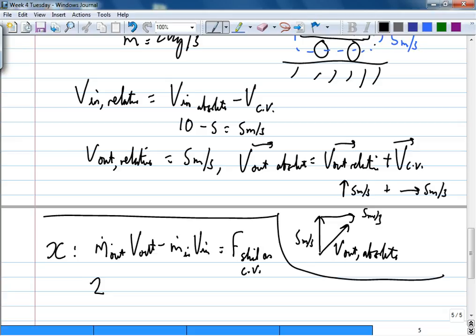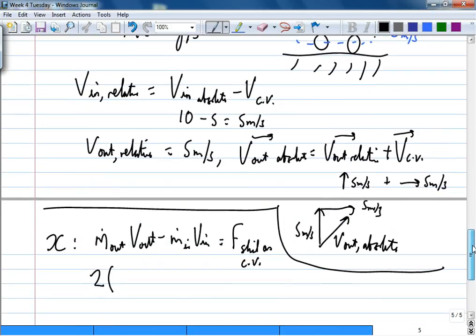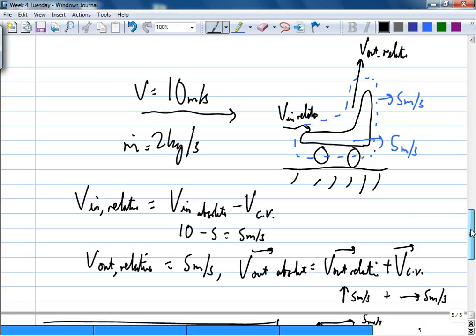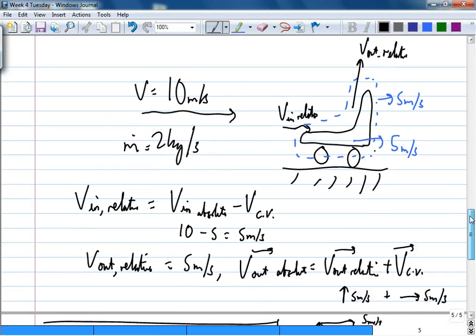Velocity out in the x direction, what's that? Is it 5 or is it 0? As I told you, when you use this momentum equation, use all the velocities relative to the skid. So don't use this 5, only use this 5 here. So it's actually 0. Is that right? Some look puzzled already.